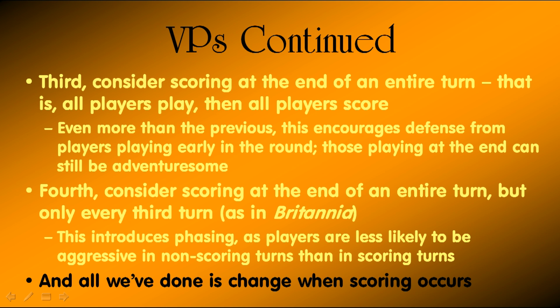Fourth, consider scoring at the end of an entire turn, but only every third turn, as in Britannia. This introduces phasing, as players are less likely to be aggressive in non-scoring turns than in scoring turns. And it encourages more defense and less attack. And all we've done in these four choices is change when the scoring occurs. This is what I'm talking about when I say little things can make a big difference.